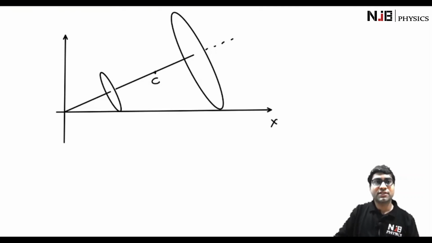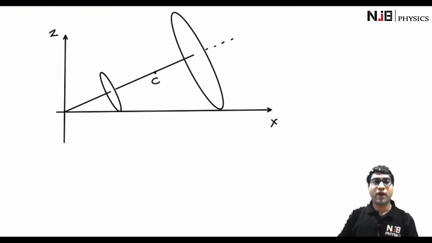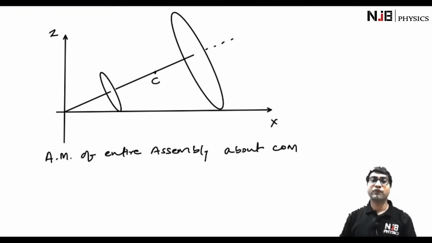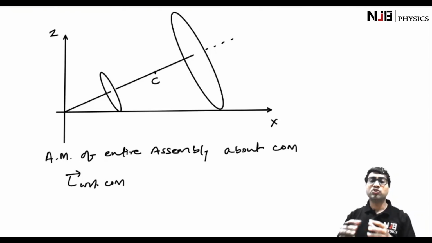This is the x-axis, this is the z-axis, and we already know that this entire assembly is rotating about this axis with an angular velocity omega, and this axis is also rotating about the z-axis with an angular speed omega by 5. So how are we going to find the angular momentum of the entire assembly about the center of mass? Let us say we are referring to it as angular momentum with respect to center of mass. So let's try to visualize what is happening in the COM frame.